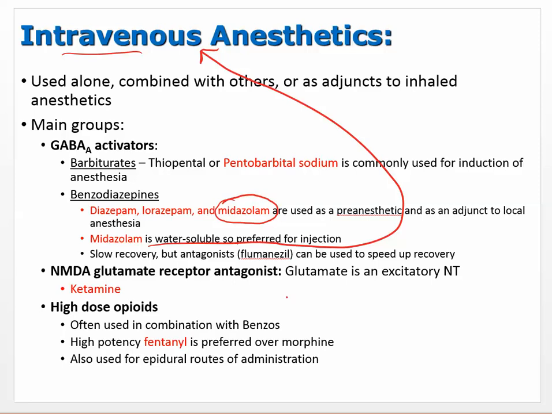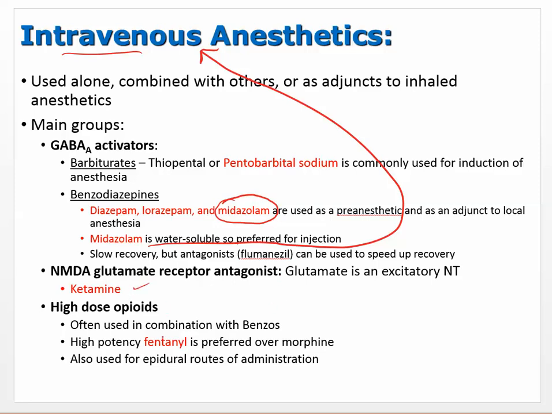Okay, the recovery from anesthesia can be slow with the GABA A activators, but there are antagonists, GABA A antagonists like flumazenil, that can be used to speed up that recovery. Okay, NMDA glutamate receptor antagonists. So we had GABA A activators, that's activating inhibition. NMDA glutamate receptor antagonist is inhibiting excitation. And that's our example of ketamine.